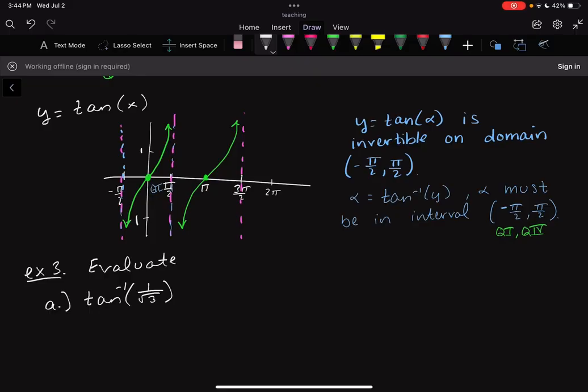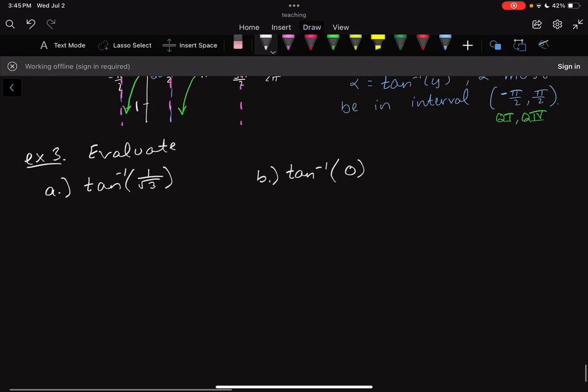We'll do tangent inverse of 0. And one more. Let's do arctan of negative 1. I like to write them differently depending.